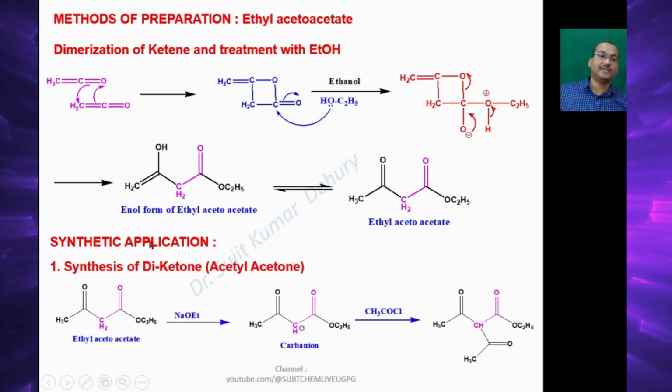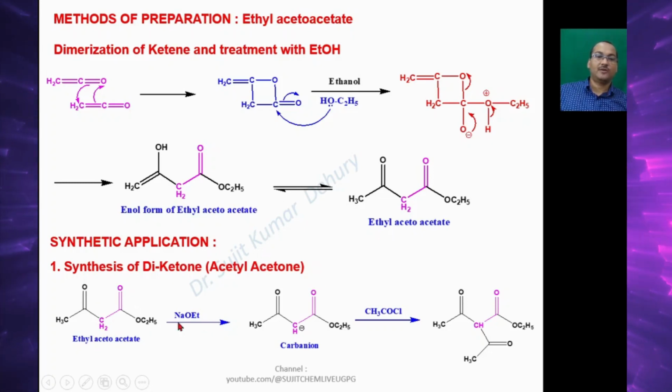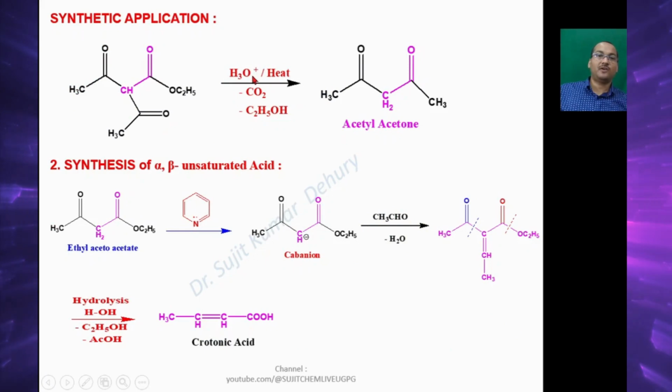Then next we will move to synthetic application. We can prepare a diketone, that is acetyl acetone. Ethyl acetoacetate, upon reaction with sodium ethoxide, you generate a carbanion because this is an active methylene group. Then reaction with acetyl chloride. This CH minus will attack this carbonyl carbon and it will kick out Cl as Cl minus. So you will end up with this adduct. This product upon treatment with H3O plus and heat will lose one molecule of carbon dioxide and ethanol, giving rise to acetyl acetone.